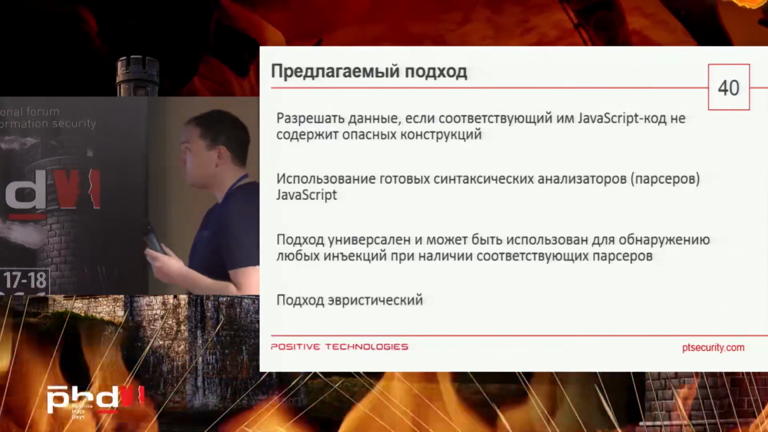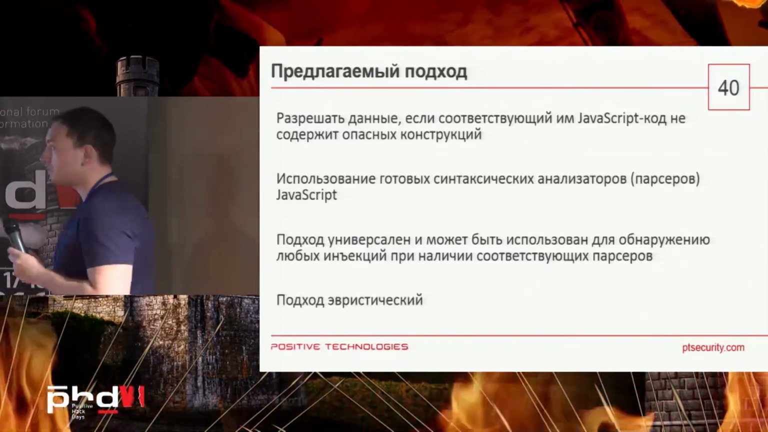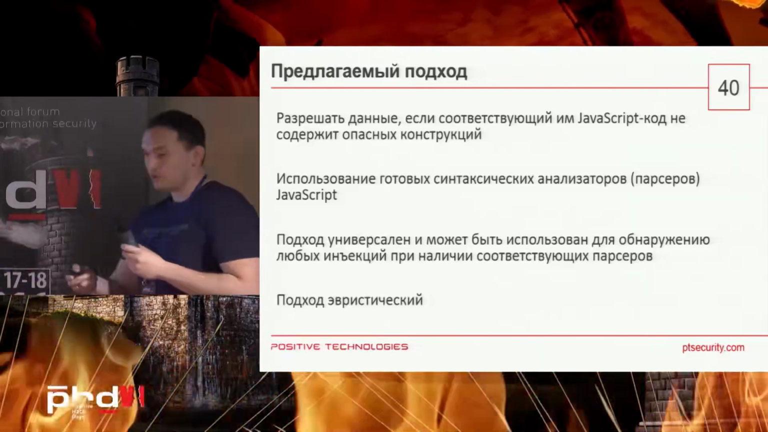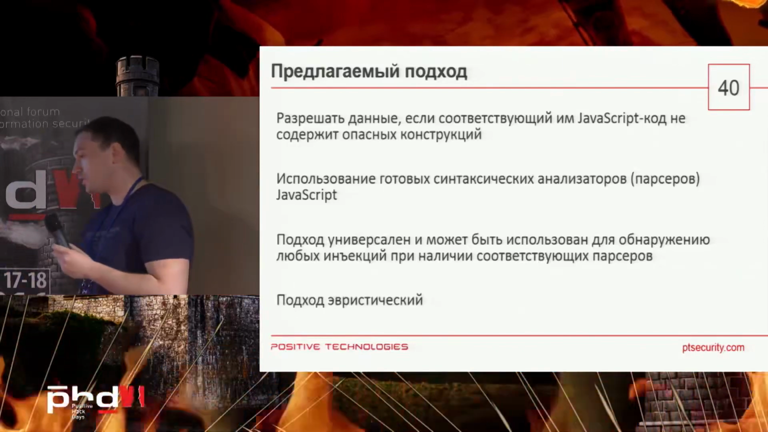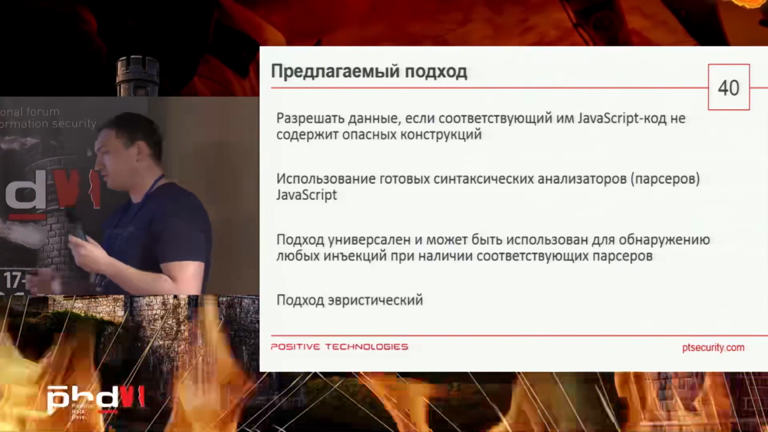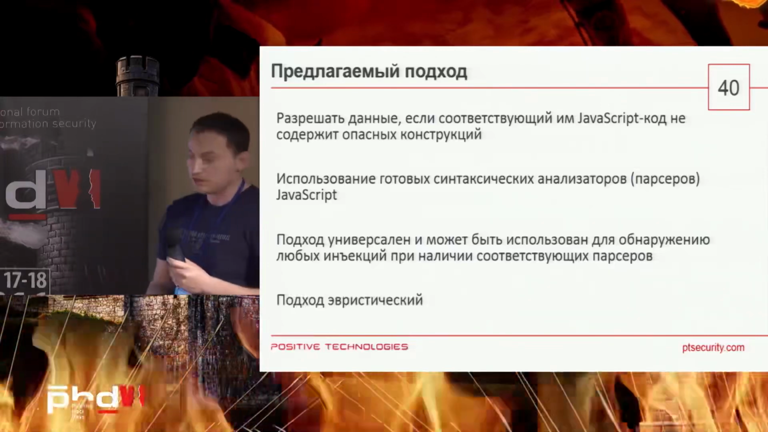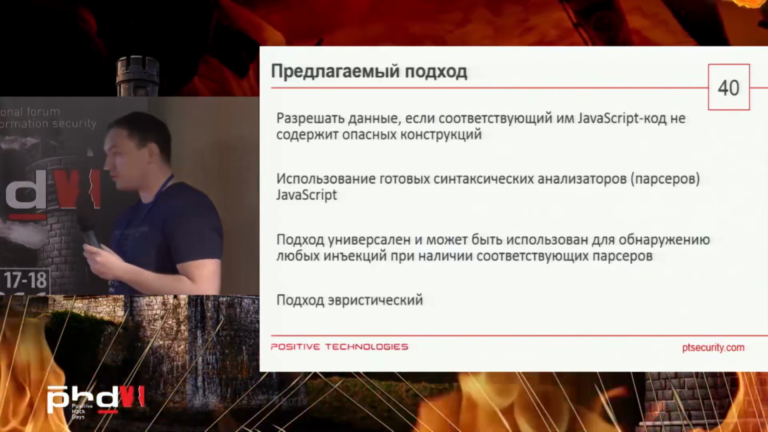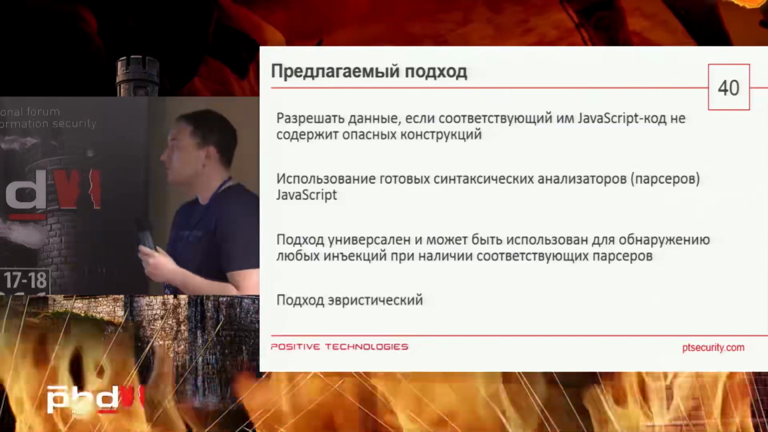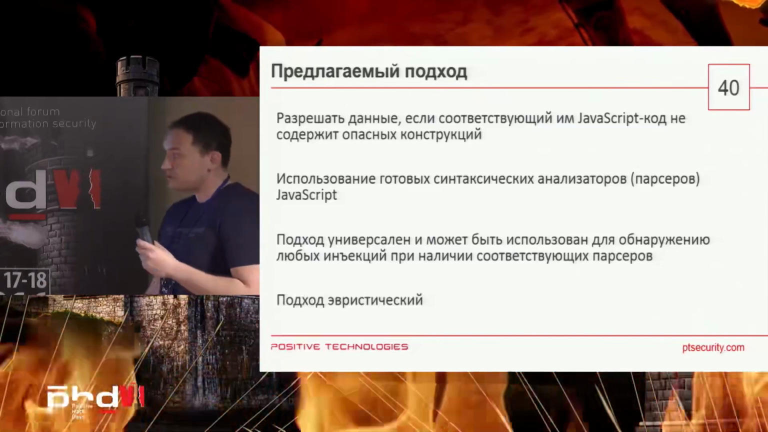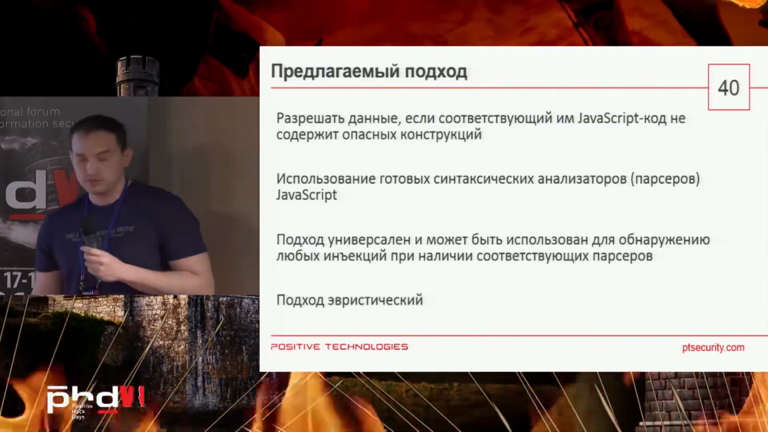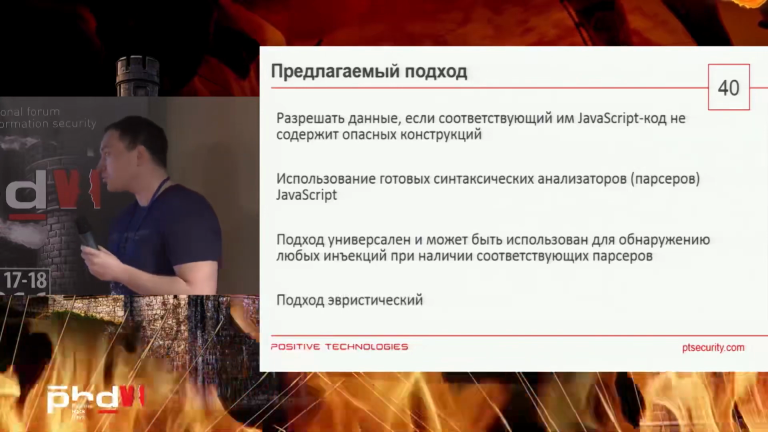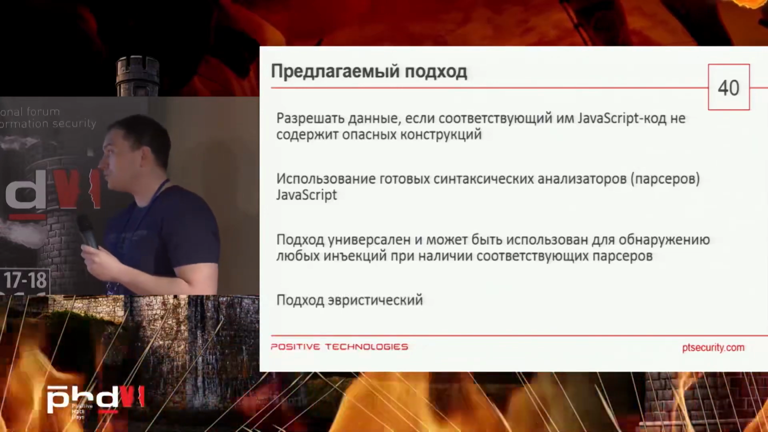So what's the idea of this approach? We must allow data only in the case where the JavaScript does not contain any dangerous functions. So there's some string. We need to build a decomposition tree, and then look for some dangerous or malicious constructs there. If such constructs are found, we need to ban this data, and if they're not, then we need to allow it. Of course, this is a heuristic approach. It's not a stringent method like DOMPurify. There can be false positives.